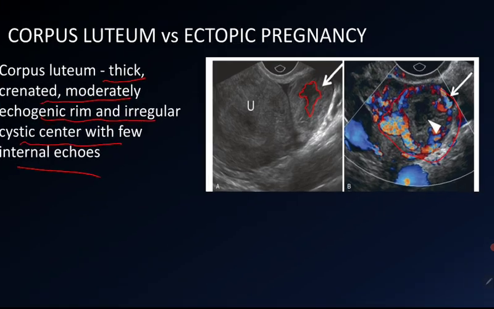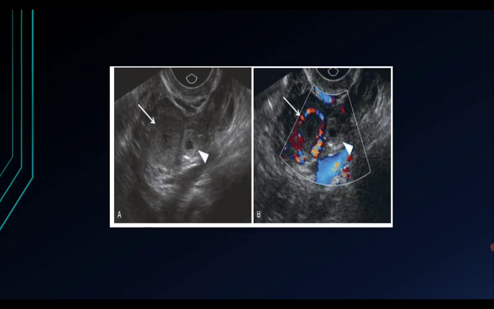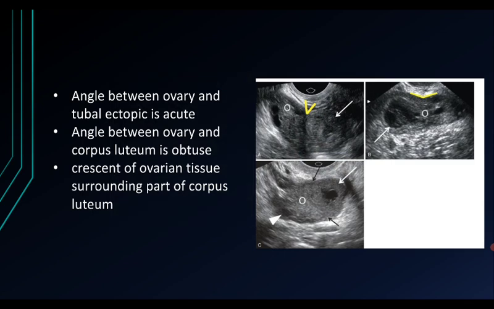This is the corpus luteum. The angle between the ovary and the tubal ectopic is acute in ectopic pregnancy. The angle between the ovary and corpus luteum is obtuse. You see the crescent of ovarian tissue surrounding part of the corpus luteum.